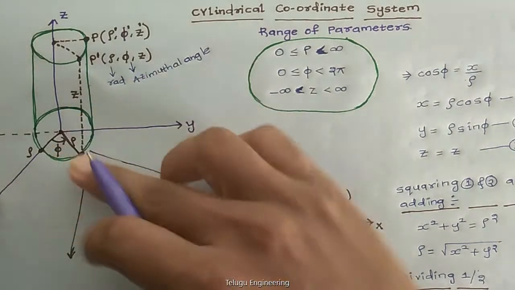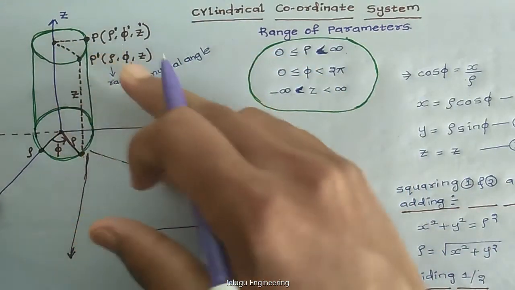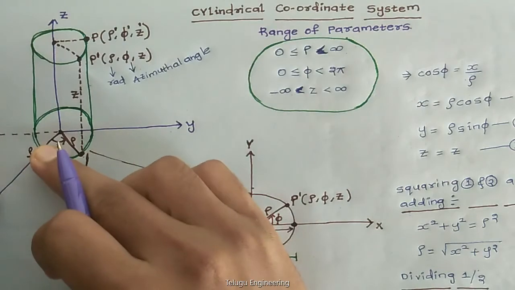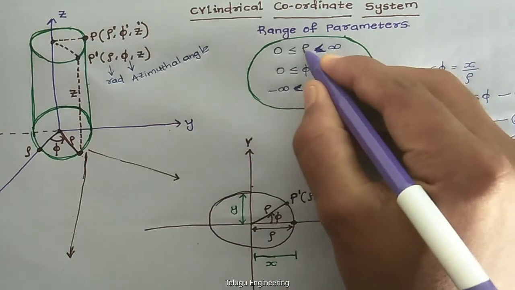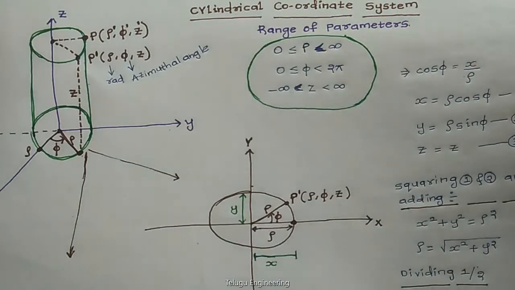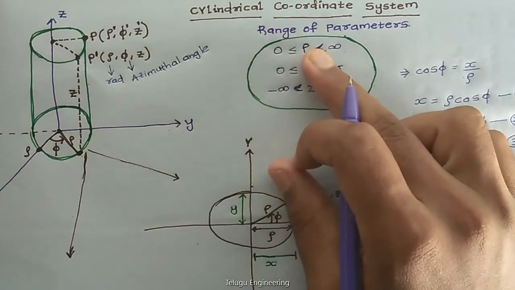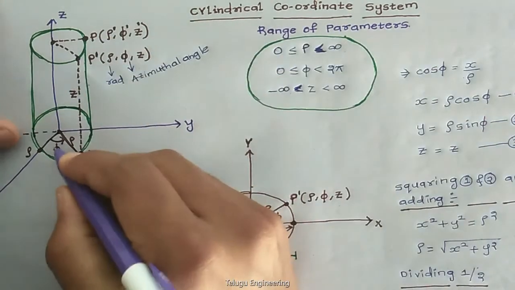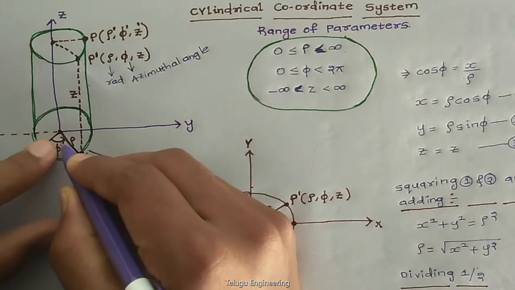And z is similar to the Cartesian z, that is, height. In both systems z is the same, whereas rho is the radius and phi is the azimuthal angle measured from the x-axis. Now we will see the range of these parameters. The radius cannot be negative. It may be 0 if it is a point, or it can extend up to infinity. So for radius the limits are from 0 to infinity. The azimuthal angle is measured in the anti-clockwise direction.